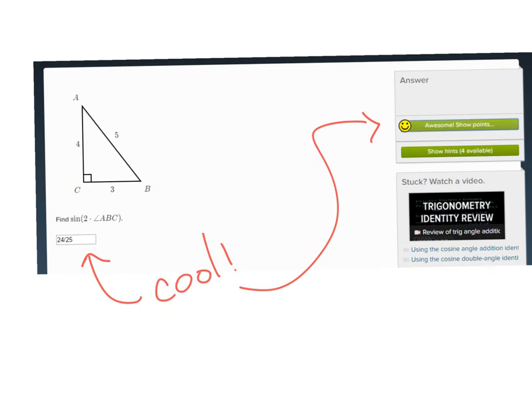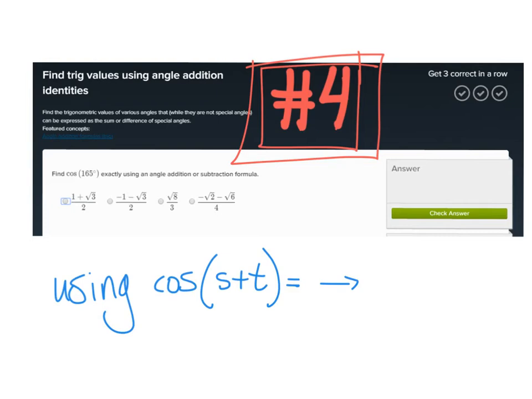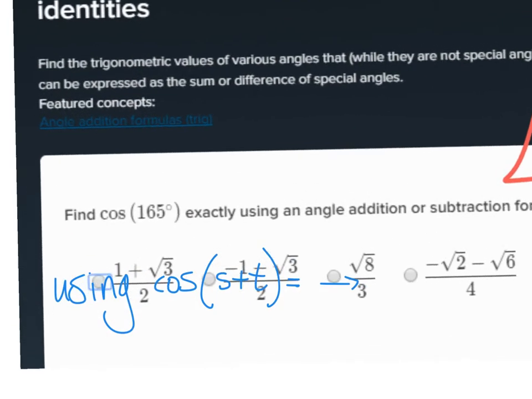Yeah, let's see that. Alright, number 4. So, alright, find trig values using angle addition identities. So this is the first set of identities that I showed you in this lesson, but question number 4 is this, essentially.